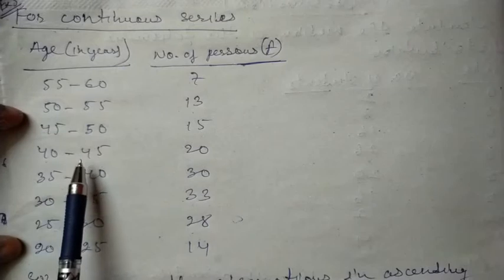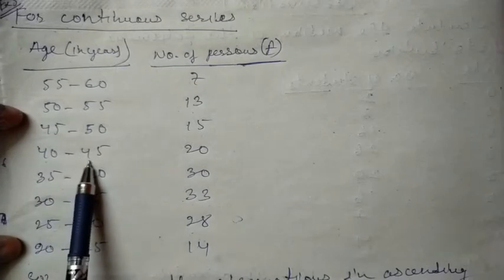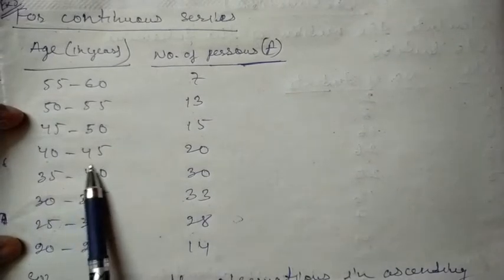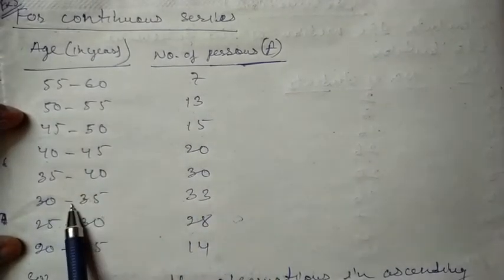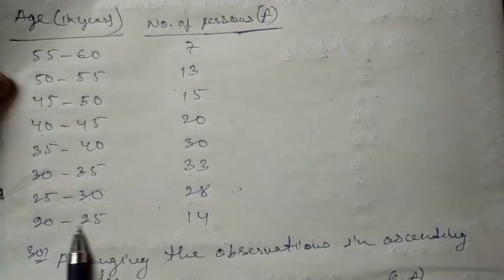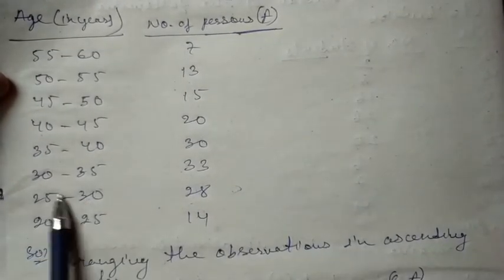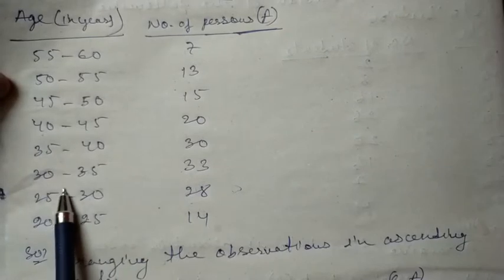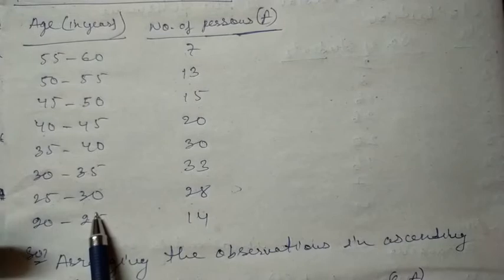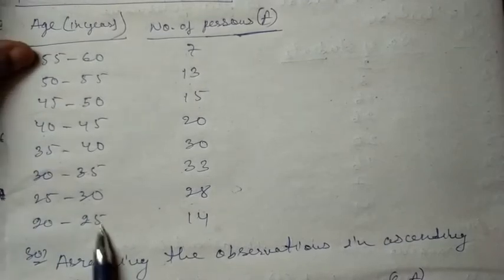You see that the observations are in a jumbled way. It is not arranged. So what we have to do is arrange this data. See here: 20 to 25, 25 to 30, 30 to 35. The arranged data is downside, so we have to move it to the top. So we have to arrange it.